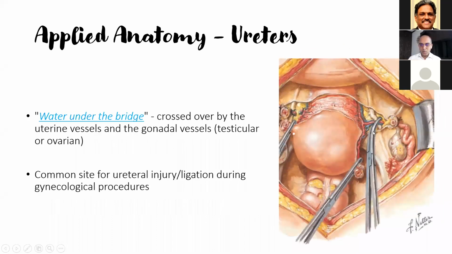So, applied anatomy of the ureter. There's a term known as water under the bridge, which means the ureter always passes beneath the uterine artery and the gonadal arteries, meaning the water, that is urine, flows under the bridge, wherein the ureter runs under the bridge. This is a common site of injury during gynecological procedures, such as a hysterectomy, or pelvic surgery by a urologic surgeon. This portion of the ureter can be damaged.